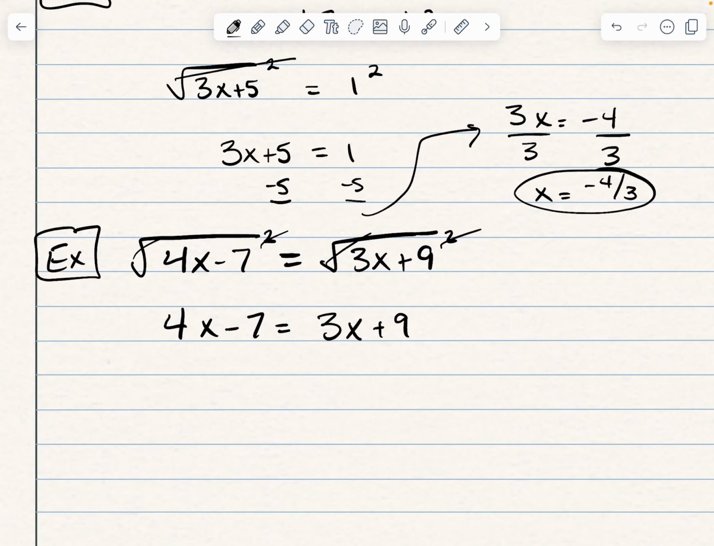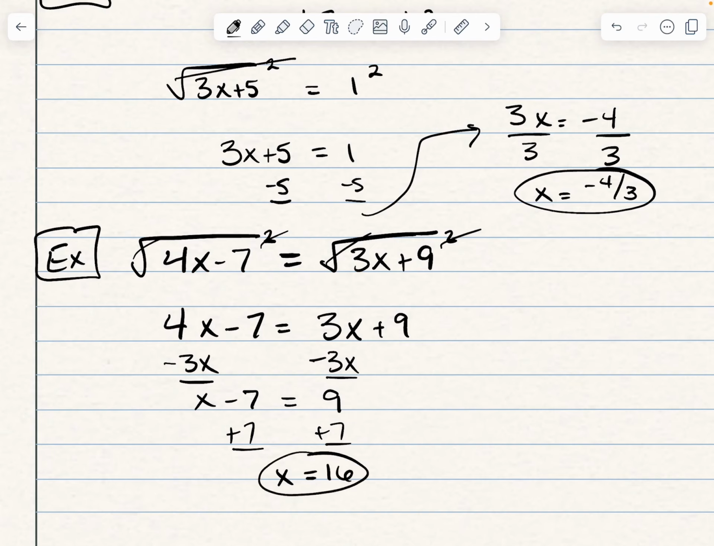So here, we're going to subtract 3x from both sides. x minus 7 is equal to 9. And then we're going to add 7 to both sides. And we get x is equal to positive 16.